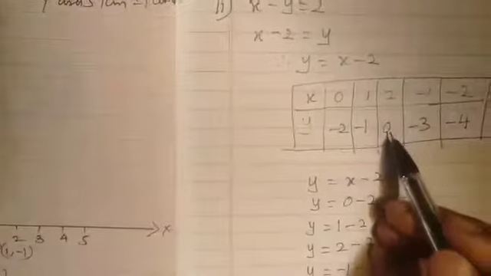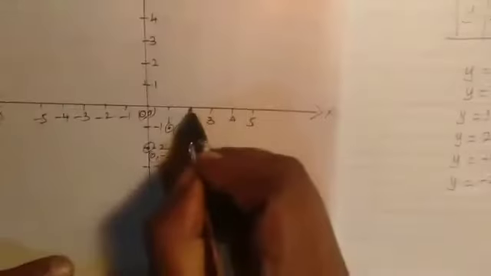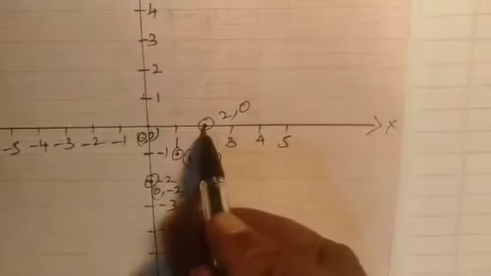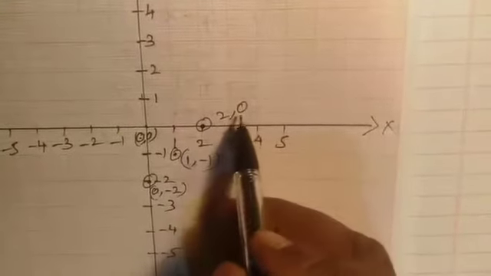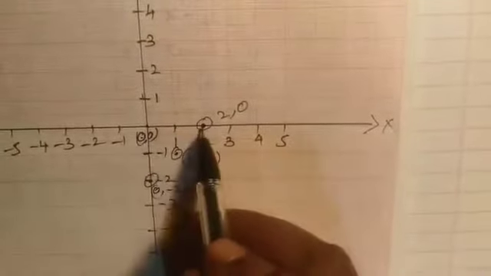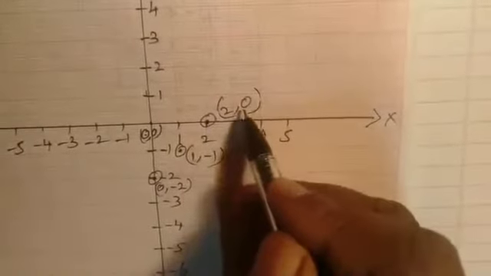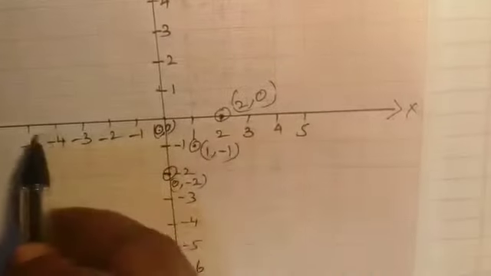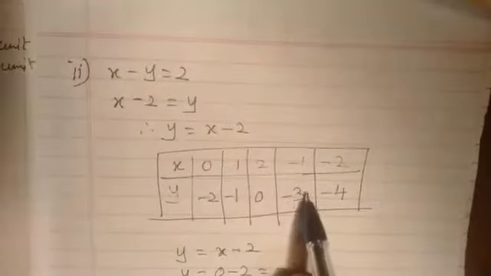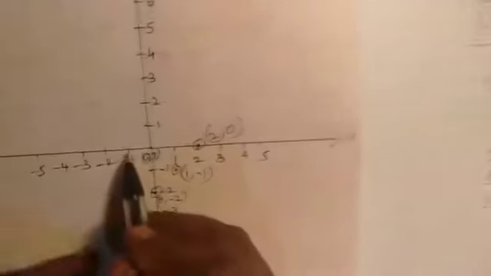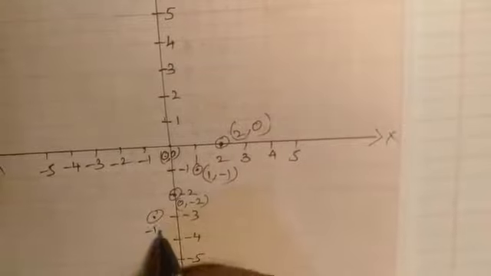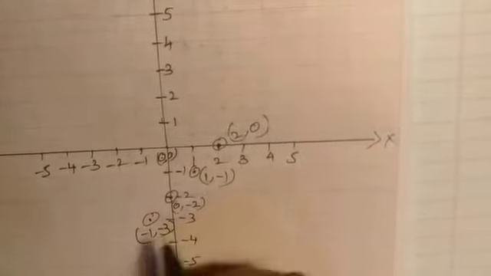Then here 2 comma 0. This is 2 comma 0. 2 is there on the x-axis, 0 is there in the y-axis. When y value is 0, the point will lie on the x-axis. The next point is minus 1 comma minus 3. So we have minus 1 here, minus 3 here. This is minus 1 comma minus 3.